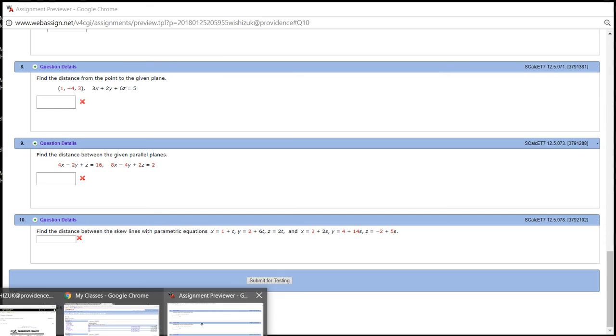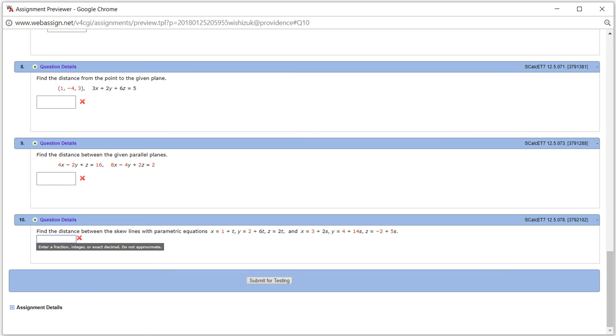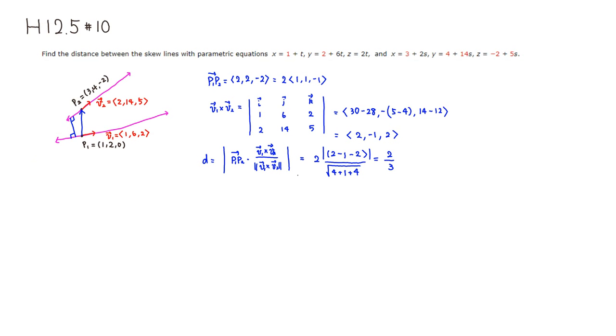All right, so let's type it in. We found that to be 2/3. Let's check the answer. I came back and it looks like we got this one correctly. That's it. I hope that this was clear.